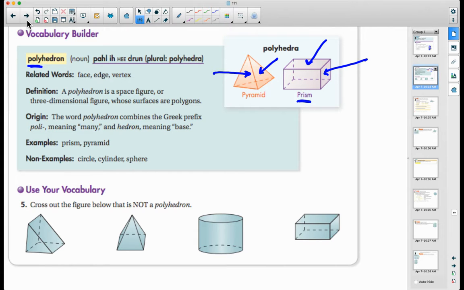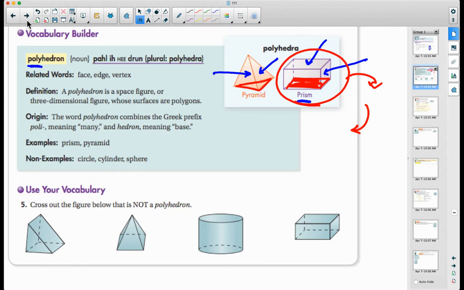The word polyhedron combines the Greek prefix poly, which means many, and hedron, which means bases. The reason it means many bases is because if I take this prism and rotate it, which one is the base? Or if I rotate it again, which one is the base? Remember, base does not mean bottom. In some pyramids, we know which one the base is. We'll get to that as we work.